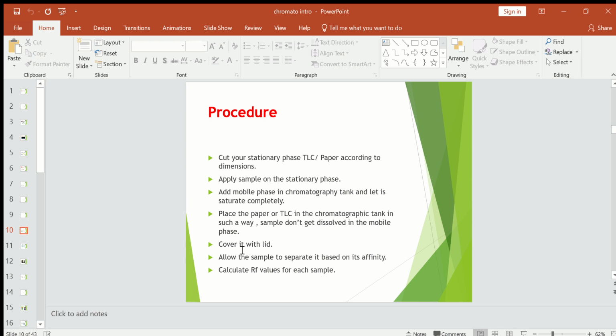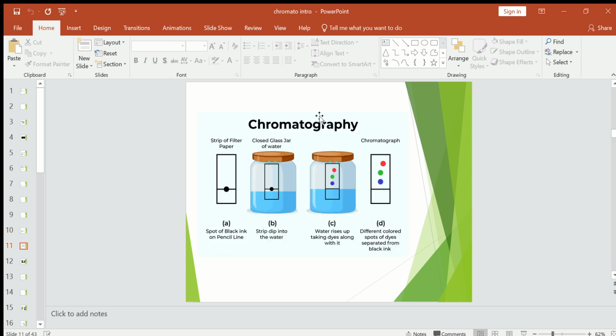Cover your chromatographic tank with the lid and allow the sample to separate based on affinity. And when the chromatogram is developed, remove it from the chromatographic tank, allow it to dry. After the drying, calculate the RF values. This is the visual representation.